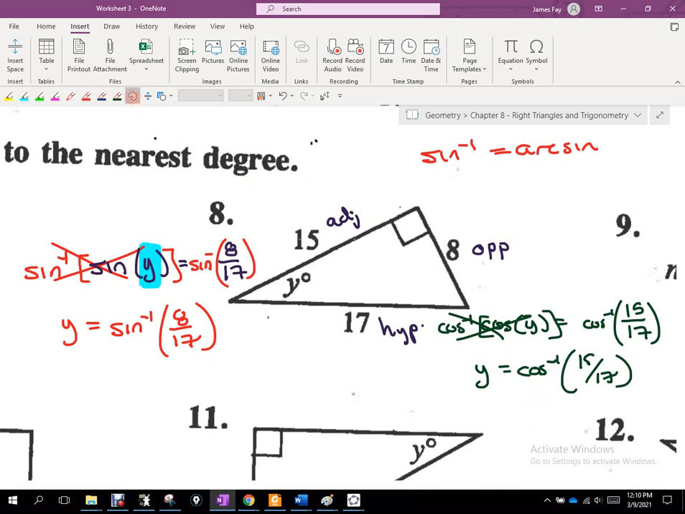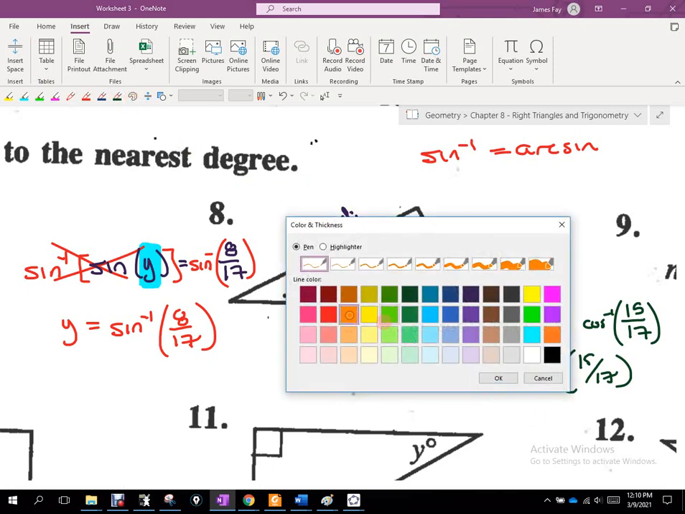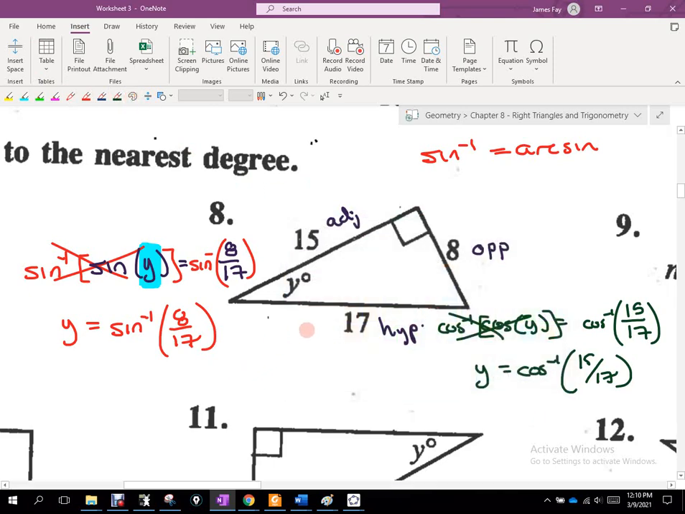And the last one we could do would be tangent. So tangent would be tangent of y is equal to opposite over adjacent, so 8/15. We'll inverse both sides.